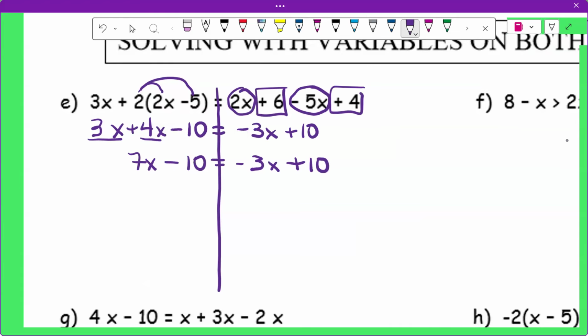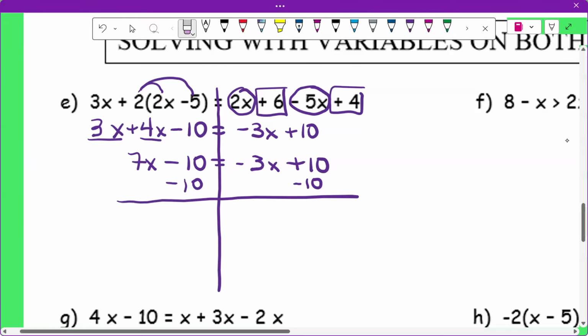What do you think a common mistake here is? A lot of students start by subtracting 10, which is fine. And they say that this side is 7x. Is that correct? That those cancel out? It's not. Common mistake. -10 minus 10 is -20.